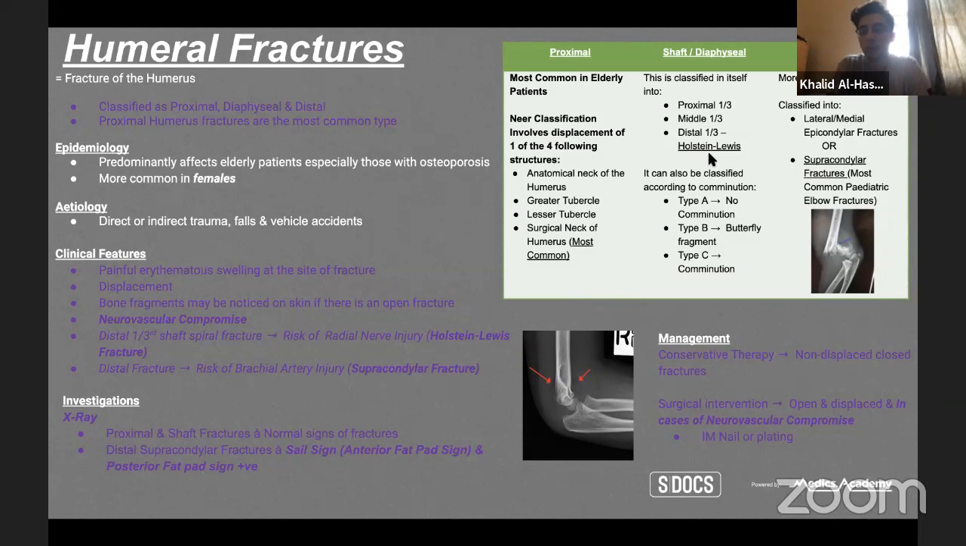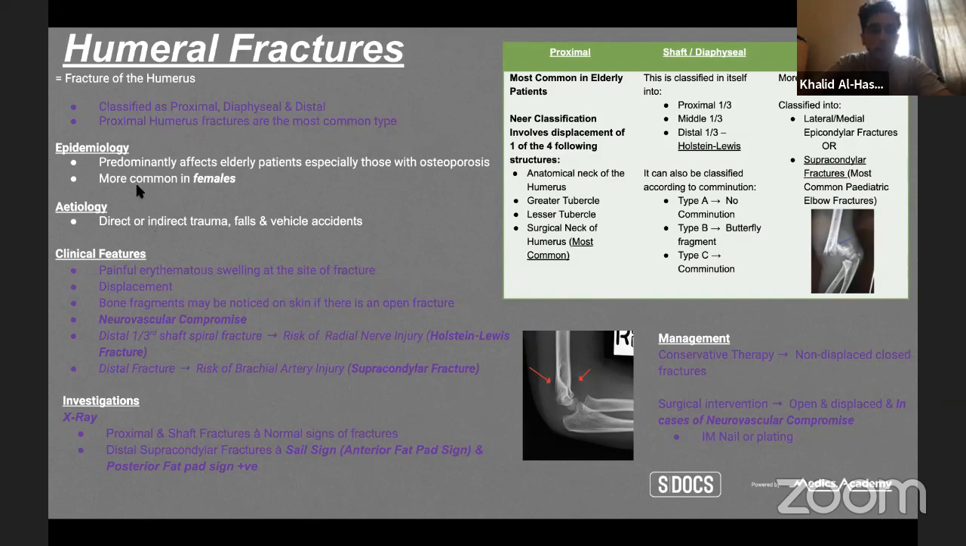It can also be classified according to comminution. Distal fractures are also quite important. You can have a fracture of the epicondyles of the distal portions of the humerus. However, more importantly to remember is a supracondylar fracture, which is the most common pediatric elbow fracture. Here is a picture of a supracondylar fracture.